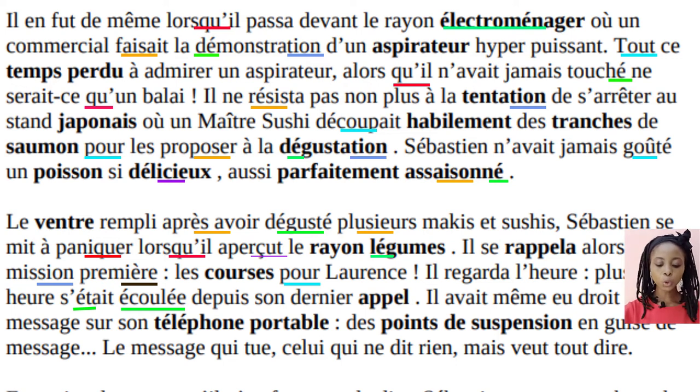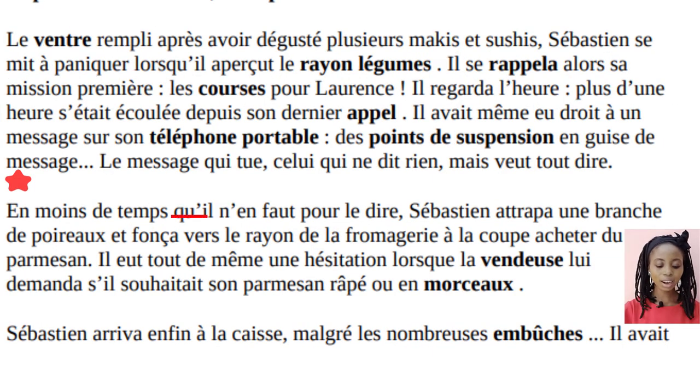Il avait même eu droit à un message sur son téléphone. Our E accent aigu. Don't let us forget. We have téléphone portable. Des points de suspension. Vous aussi, our sion sound there as well. En guise, let's not forget our S in between two vowels, de message. Le message qui tue, celui qui ne dit rien, mais veut tout dire. En moins de temps qu'il n'en faut pour le dire. Ok, donc let's not forget our U sound.